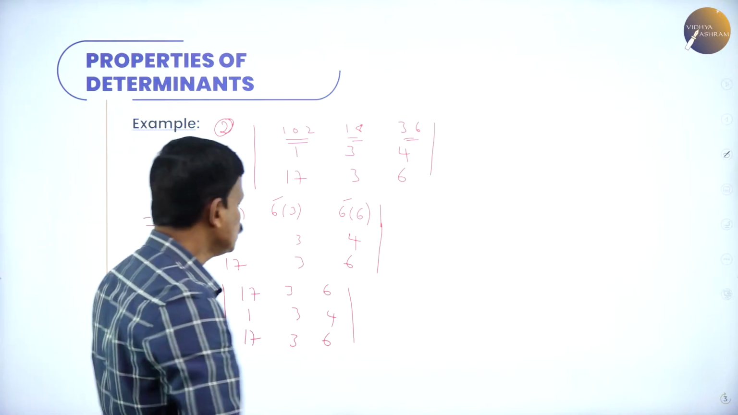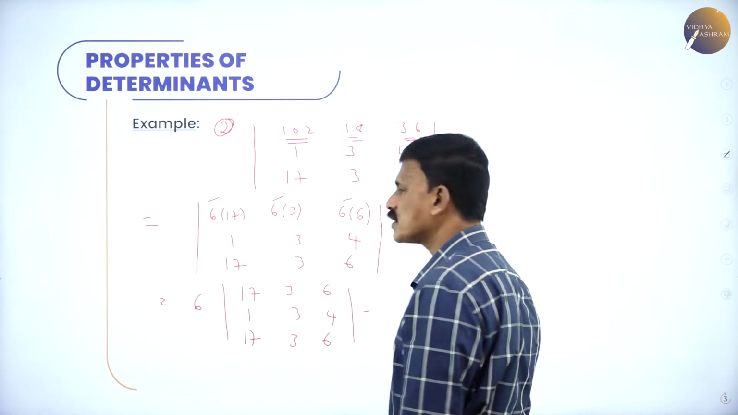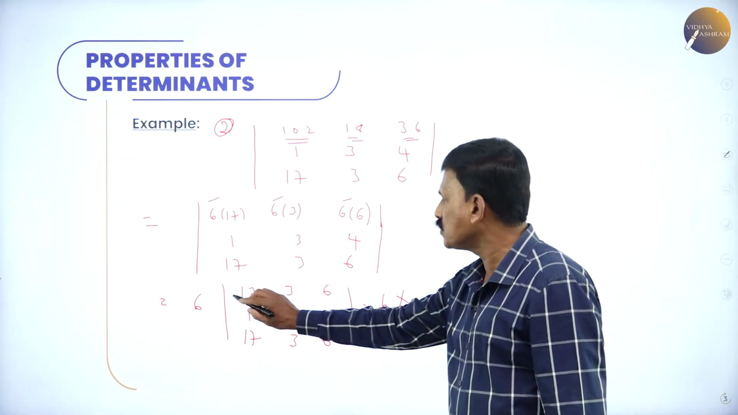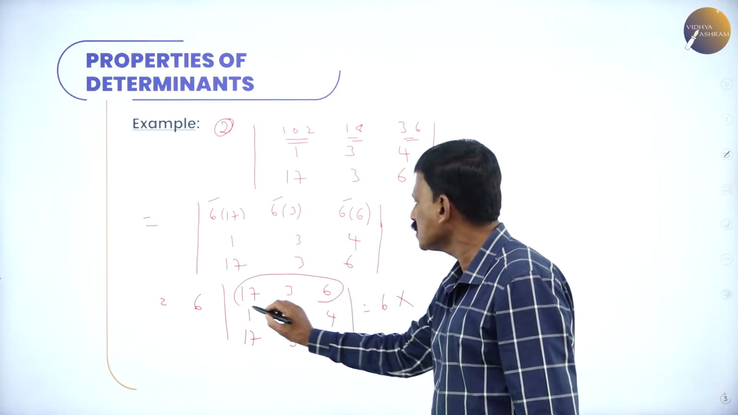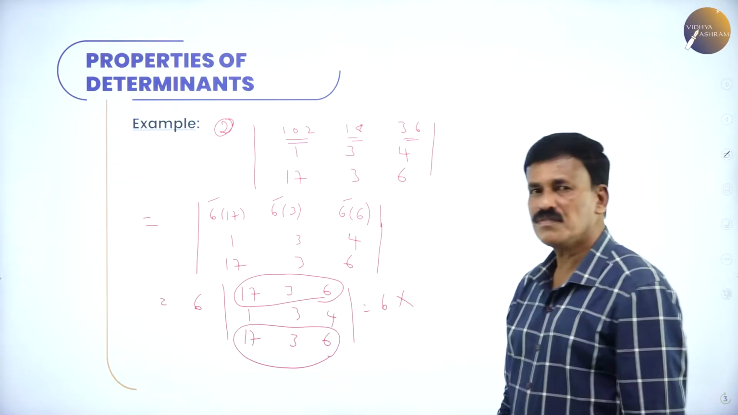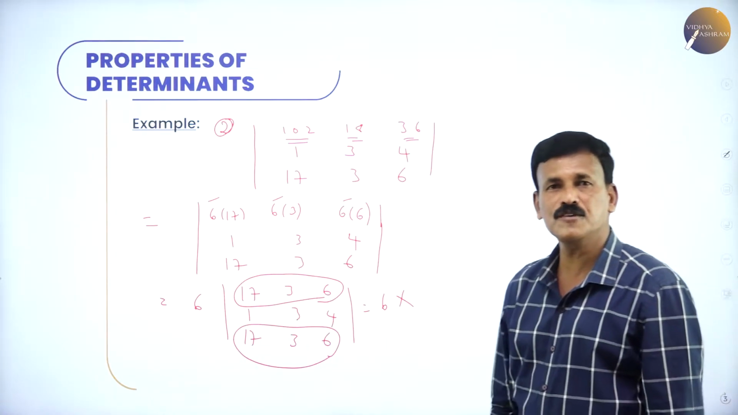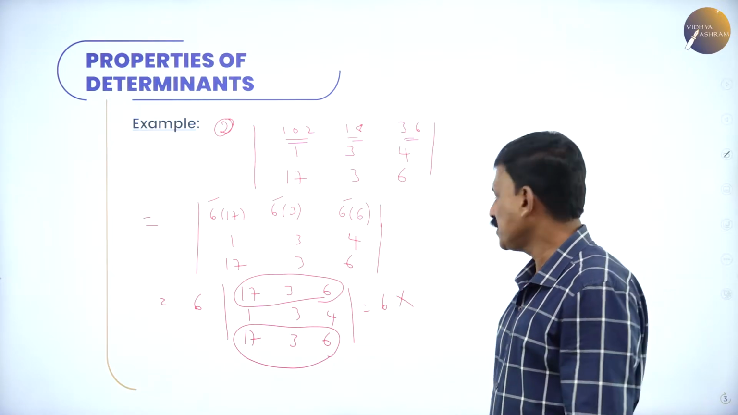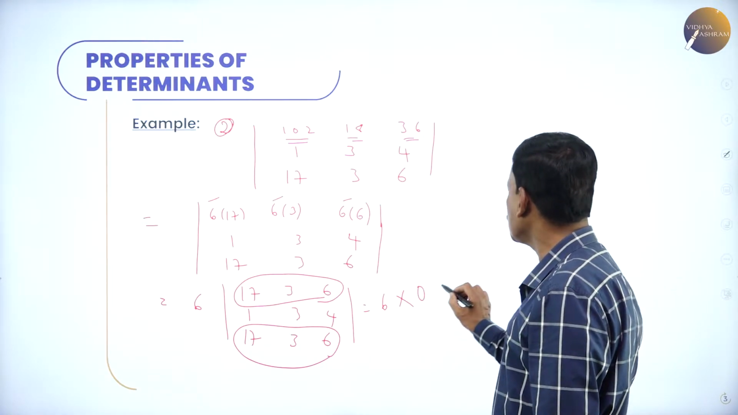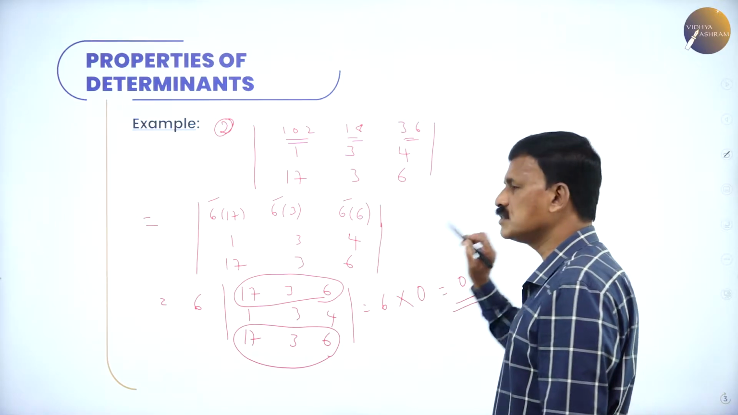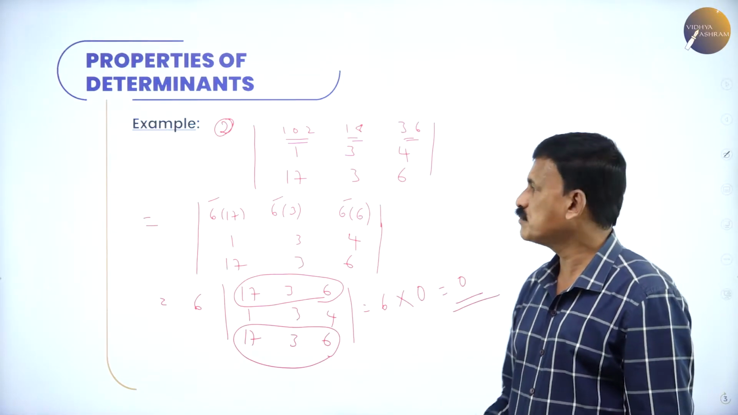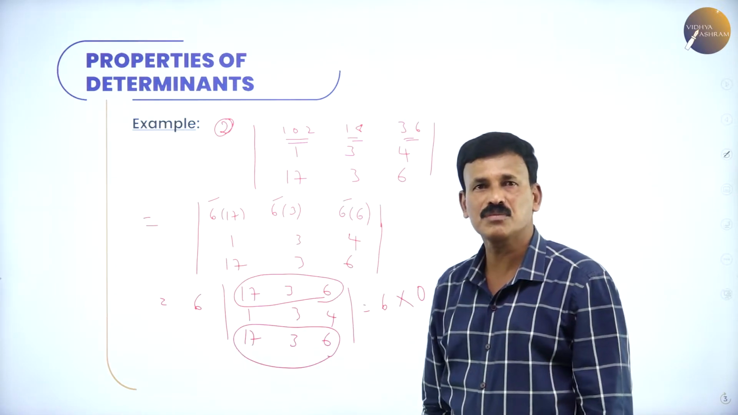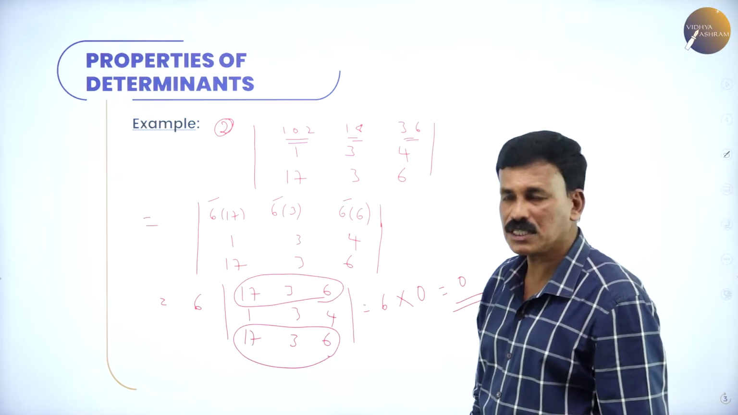So you know this property. According to the property, if two rows are same, here the first row and third row are same, therefore, according to the property we have discussed in the previous classes, the value of the determinant is equal to 0. 6 into 0 is equal to 0. This is a very important problem. So that means you can multiply by 6 or you can remove 6 as a common factor. This is the property.